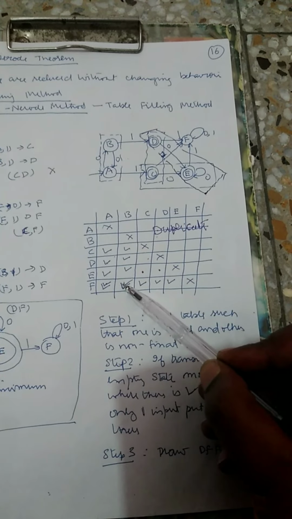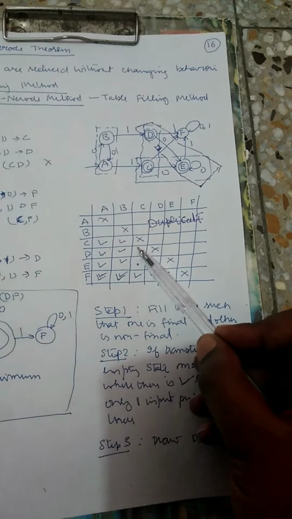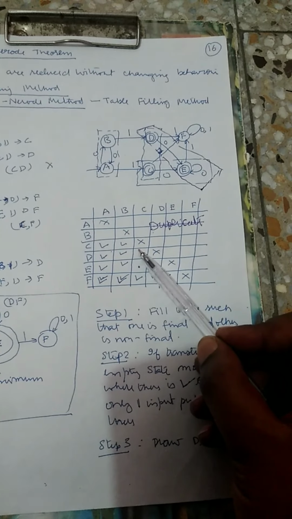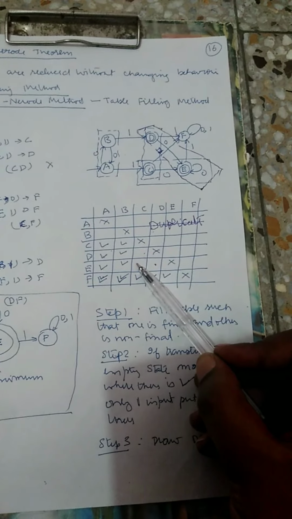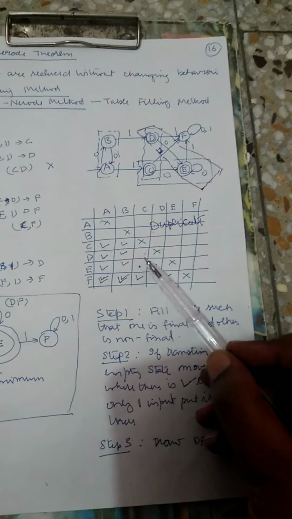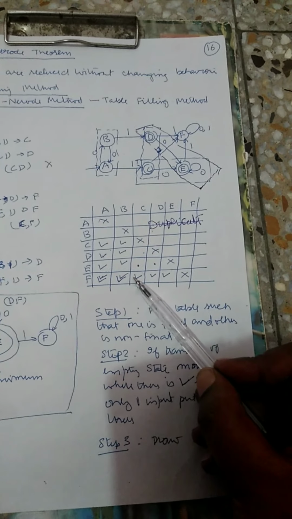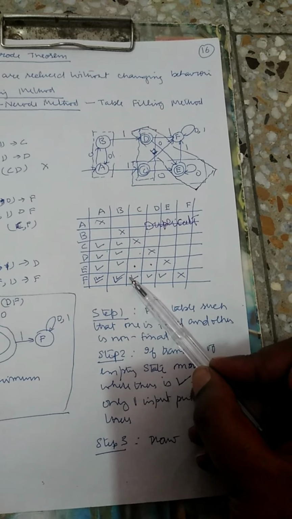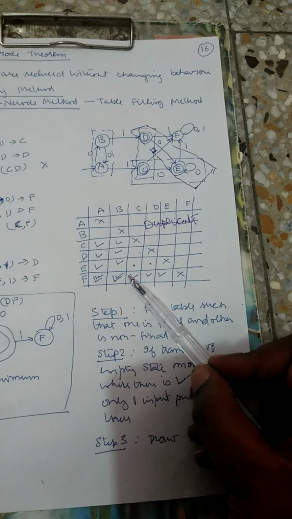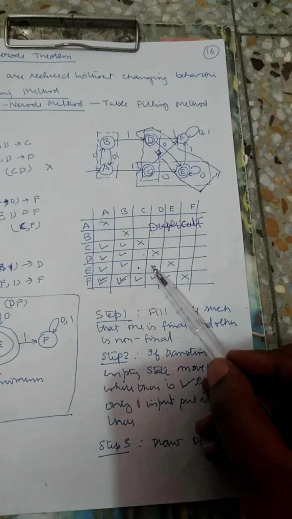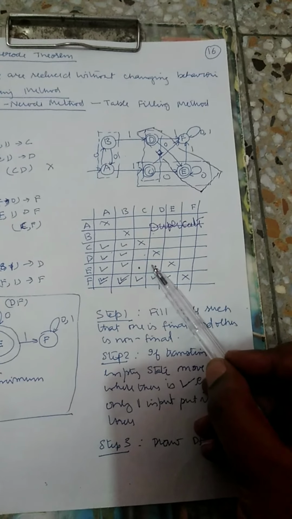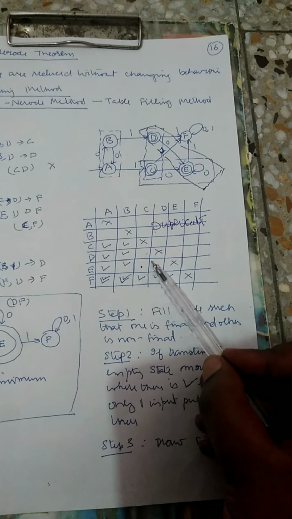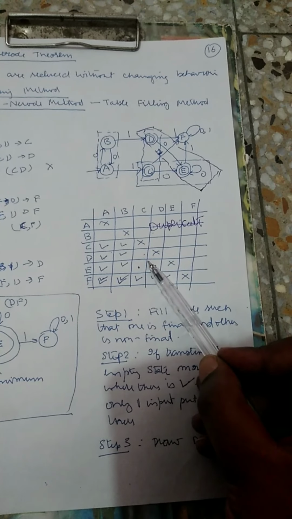Here C is a final state and D is again a final state. We leave it empty. Here C is a final state and E is also final. We leave it empty. Here C is a final state and F is a non-final state. We put a right mark here. In the case of D, D is a final state and E is again a final state, so it remains empty.